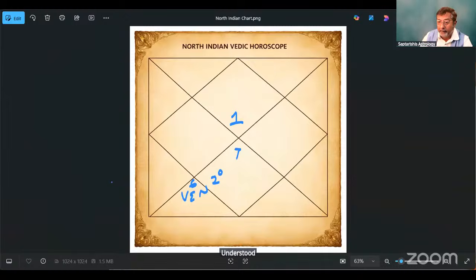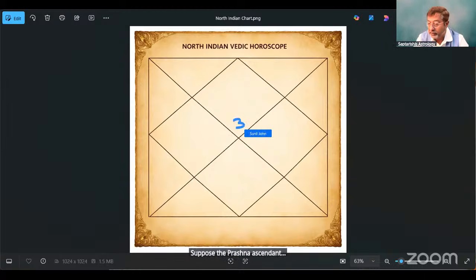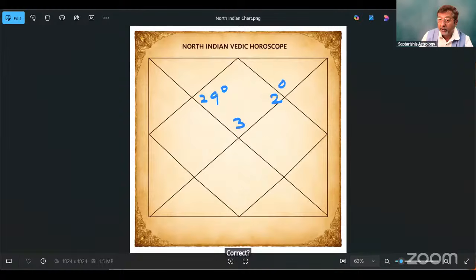Understood, everybody? When you are dealing with Prashna, before even you come to the question, suppose the Prashna ascendant is say Gemini and the ascendant is 29 degree or the ascendant is 2 degree, ascendant degree, correct? Hardcore, traditional, fundamentalist astrologers, they'll say this Prashna is over. Remove. Kaam nahi hoga. This will not happen.